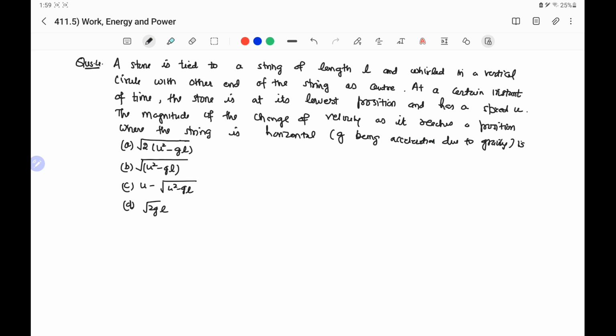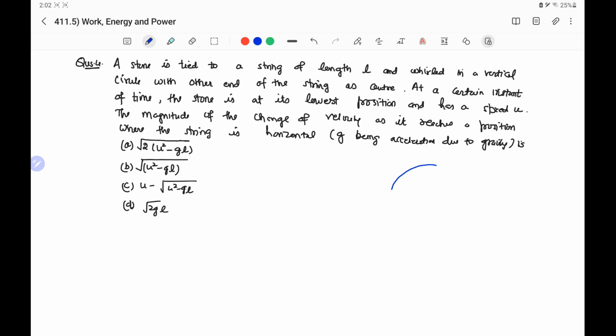The fourth question is, a stone is tied to a string of length L and whirled in a vertical circle with the other end of the string as center. At a certain instant of time, the stone is at its lowest position and has a speed u. The magnitude of the change of velocity as it reaches the position where the string is horizontal, g being the acceleration due to gravity, is: option A, root 2 into u square minus gl; option B, root of u square minus gl; option C, u minus root u square minus gl; and option D, root 2gl.